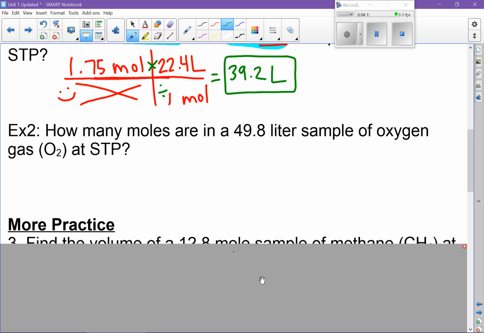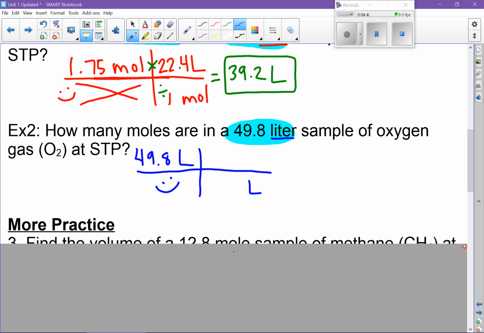Alright, let's try another one. So, find a number. Here's one. That's what you're going to start your fence with. So I've got 49.8, and it's liters. You have to put that unit on. Then you can draw your fence. Nothing down here. Liters is up, which means liters has to go down.